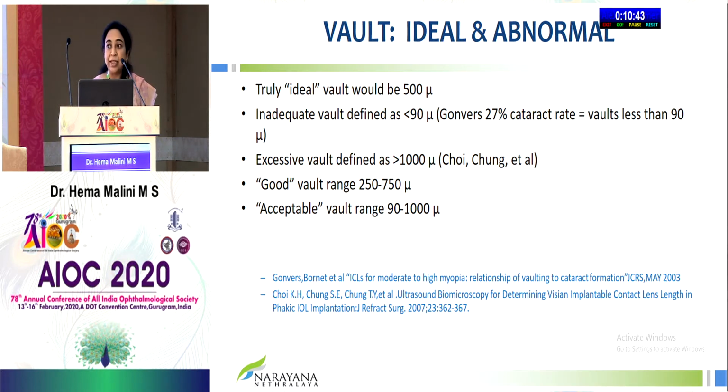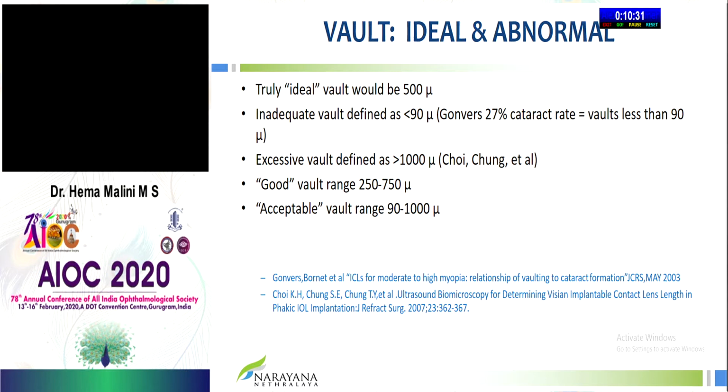It's nearly impossible for us to get an ideal vault of 500 microns all the time. Therefore, a good range would be between 250 to 750 microns. And if you stretch the limits a little bit more, maybe 90 to 1000 microns.